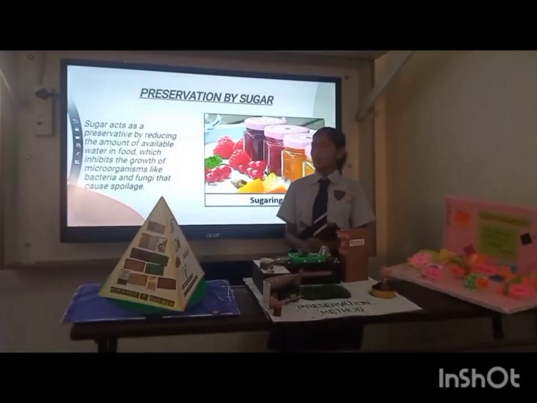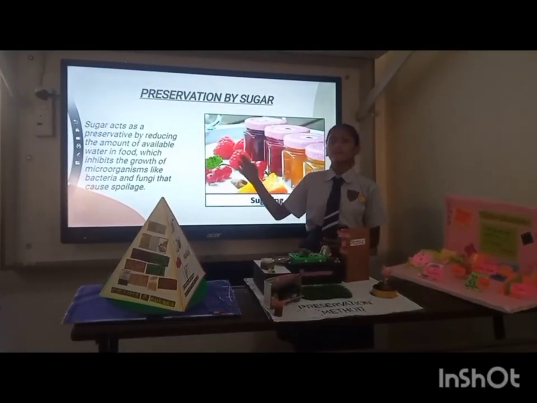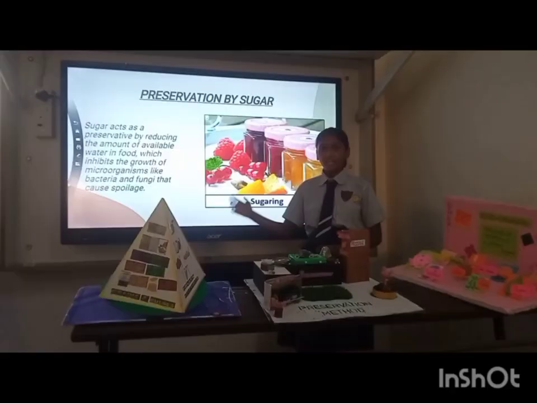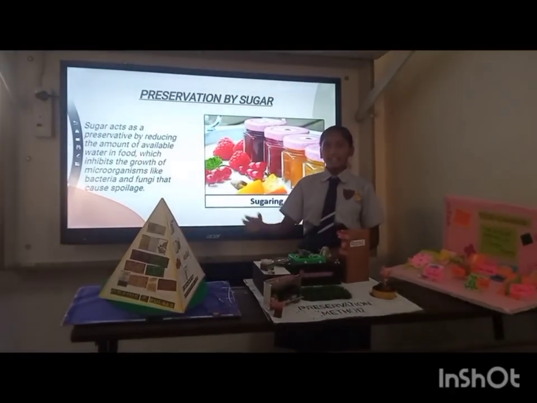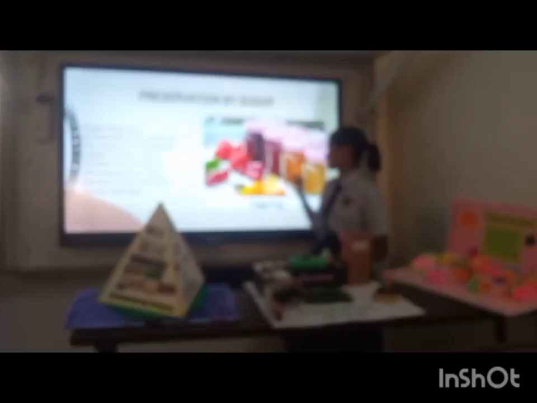Now let me tell you about preservation by sugar. Sugar acts as a preservative by reducing the amount of available water in food, which inhibits the growth of microorganisms like bacteria and fungi that cause spoilage, creating a high osmotic pressure that dehydrates and kills the spoilage microorganisms.